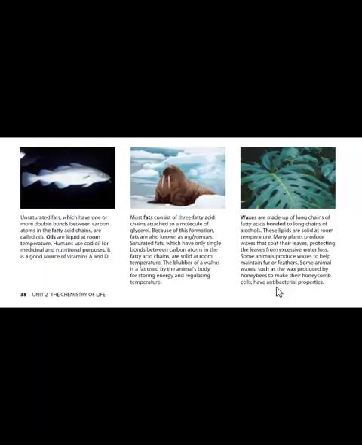Waxes are made up of long chains of fatty acids bonded to long chains of alcohols. These lipids are solid at room temperature. Many plants produce waxes that coat their leaves, protecting the leaves from excessive water loss. Some animals produce waxes to help maintain fur or feathers. Some animal waxes, such as the wax produced by honeybees to make their honeycomb cells, have antibacterial properties.